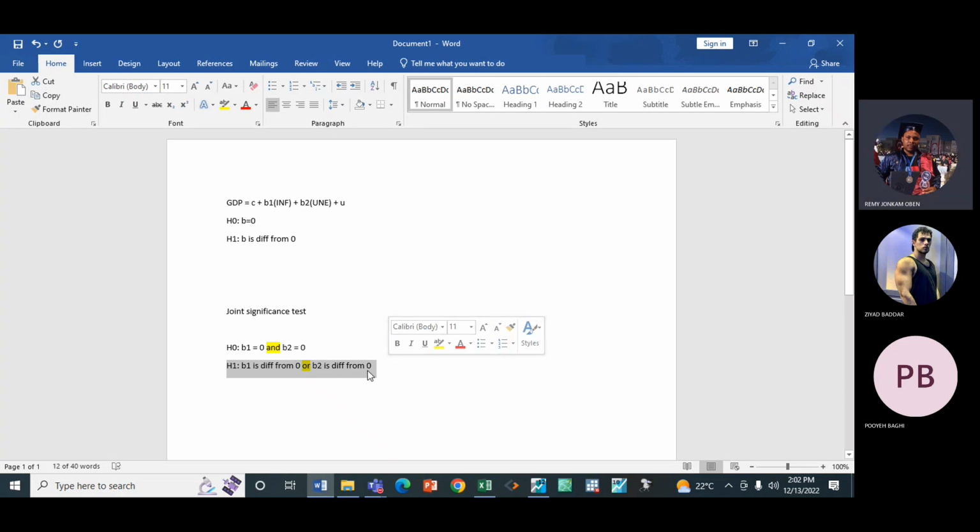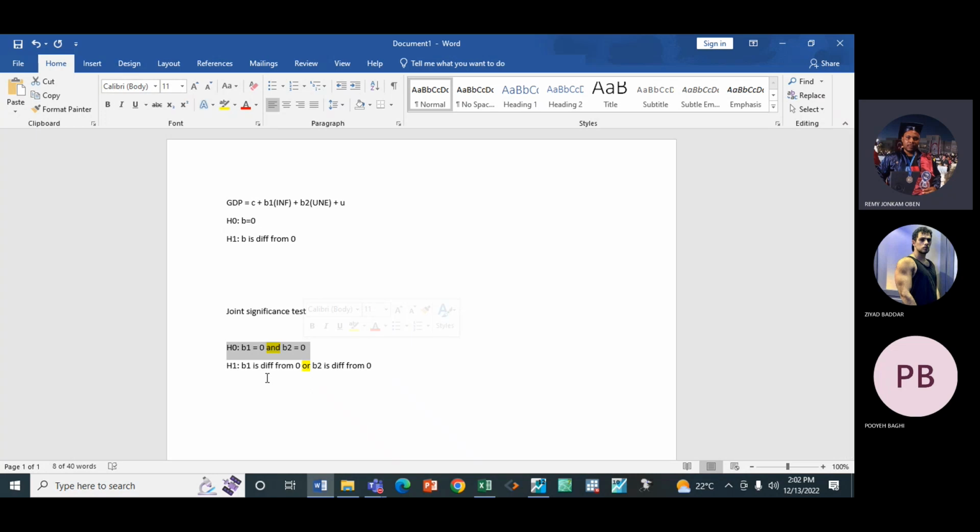Therefore, what does it mean? So how can you conclude here? What you can conclude here is that the probability value is 0, which is less than 5%. Therefore, we reject the null hypothesis at 5% level of significance and we accept the alternative hypothesis, which means that our coefficients are jointly significant. You must put the word jointly. And then you add one statement, which means that the model fits the data well.